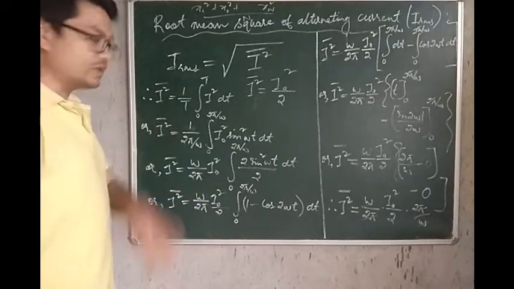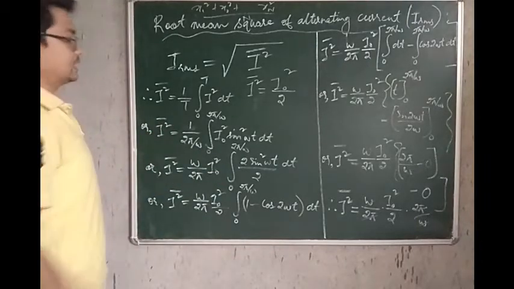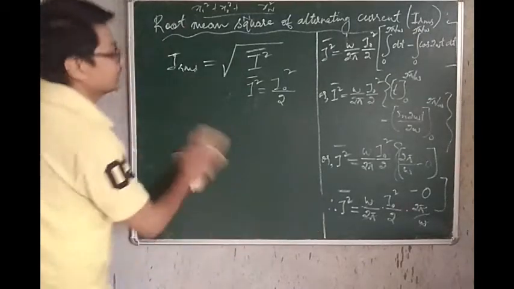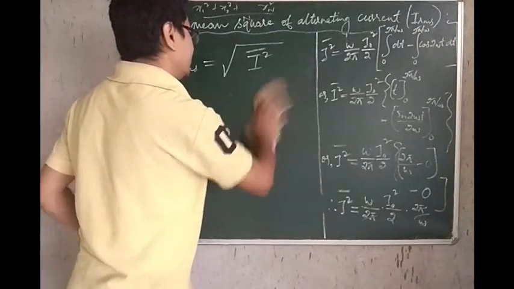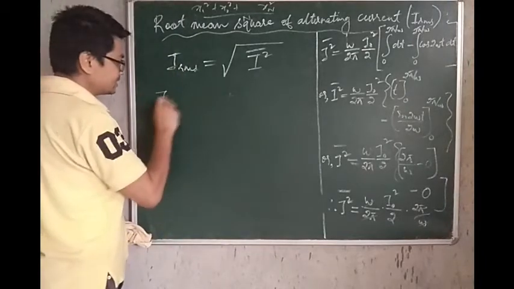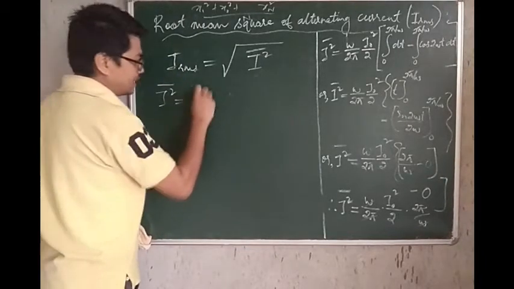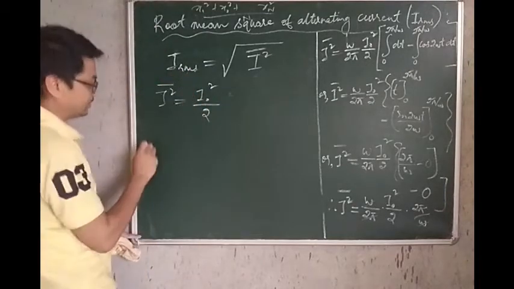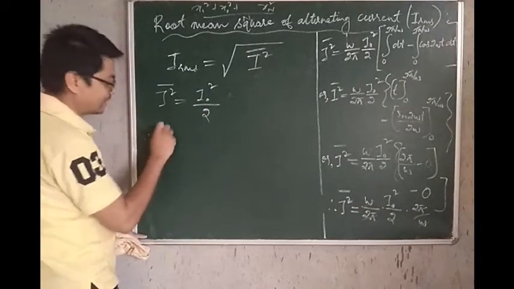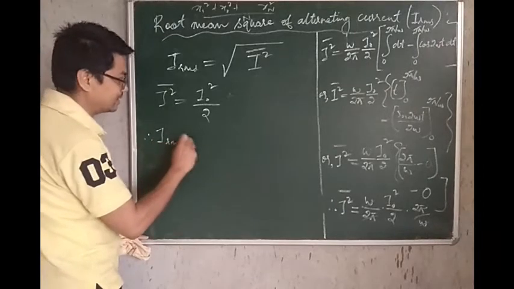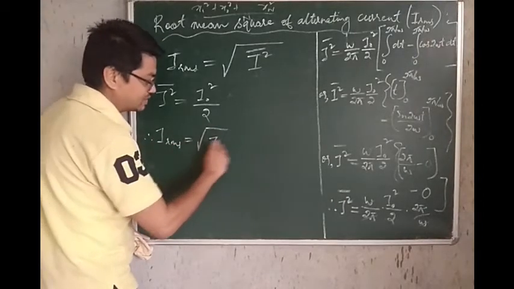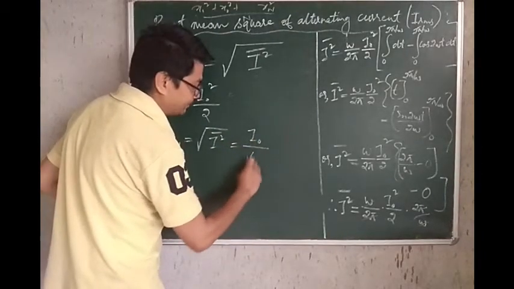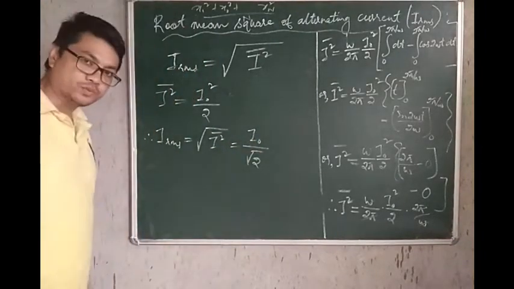Okay? You can pause the video and copy this. Alright? Therefore, let me erase this also and write over here. So, the mean squared value is I naught squared by 2. Therefore, what is the root mean squared value? The root mean squared value, RMS, which is the square root of the mean squared value, mind you, is I naught divided by root 2.